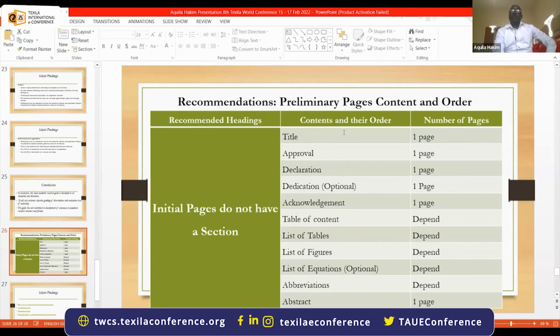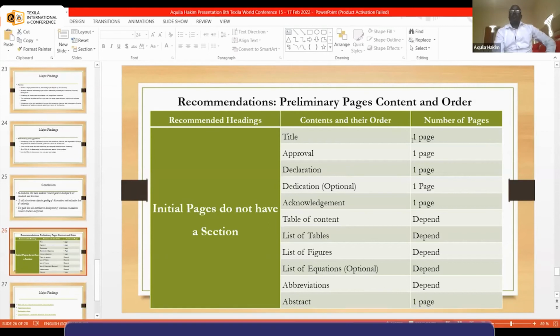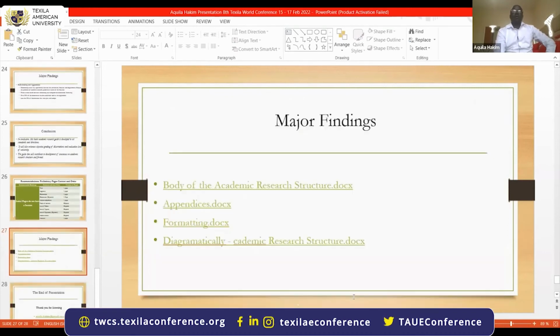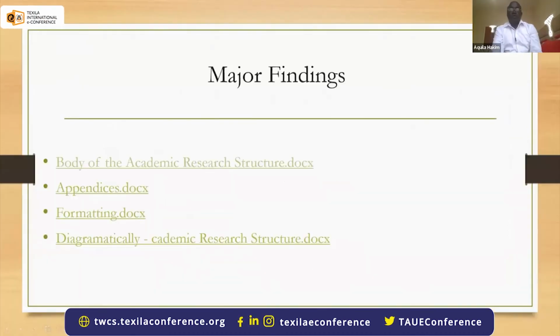Looking at the preliminary pages and content and order. The title, the approval page, the declaration, dedication, acknowledgement, table of content, list of tables, list of figures, list of equation, abbreviation, then abstract. This is supposed to show structure.